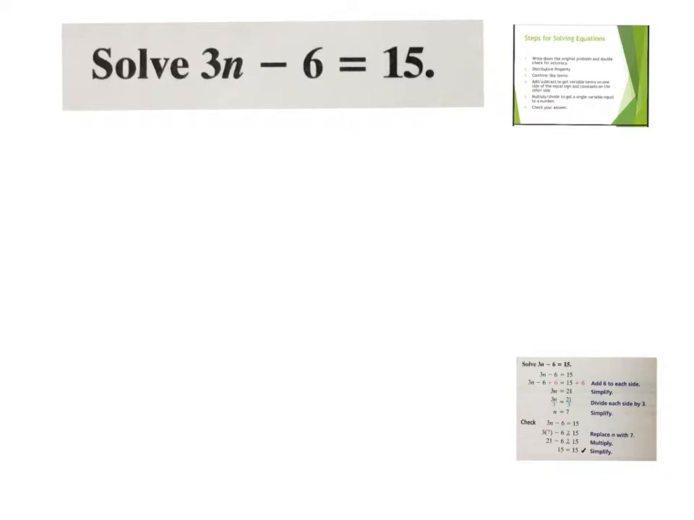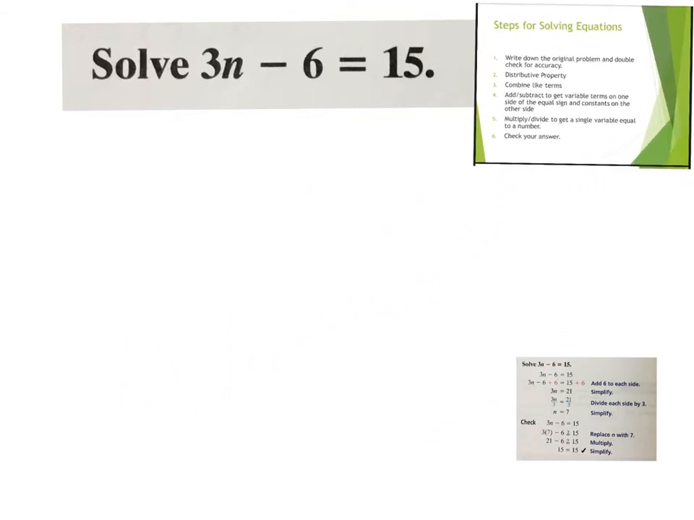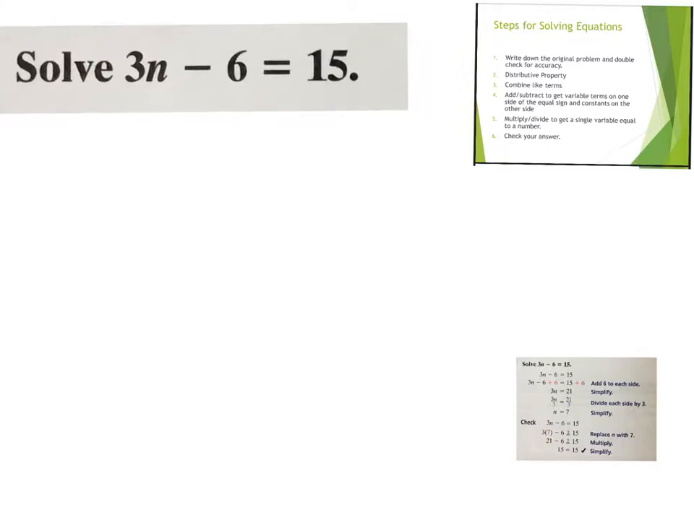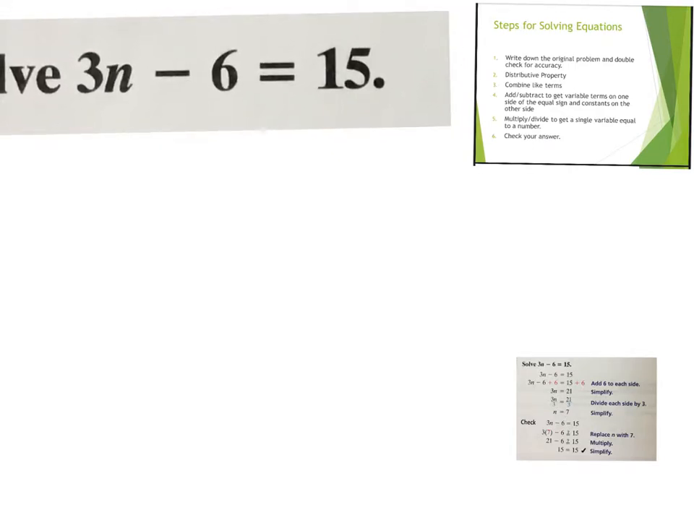Alrighty, 7-1, no new vocab. Just a reminder, we've got the steps here, right? We're going to refer to those as we go through. First, we're going to solve for n here. Remember that we need to copy the problem down correctly. The thing after the 15 is actually a period, because it's a statement: solve for this. So first thing is write it down correctly.